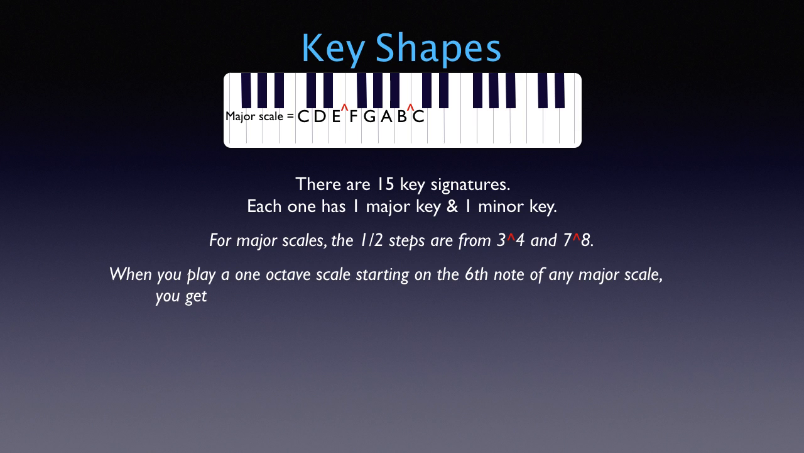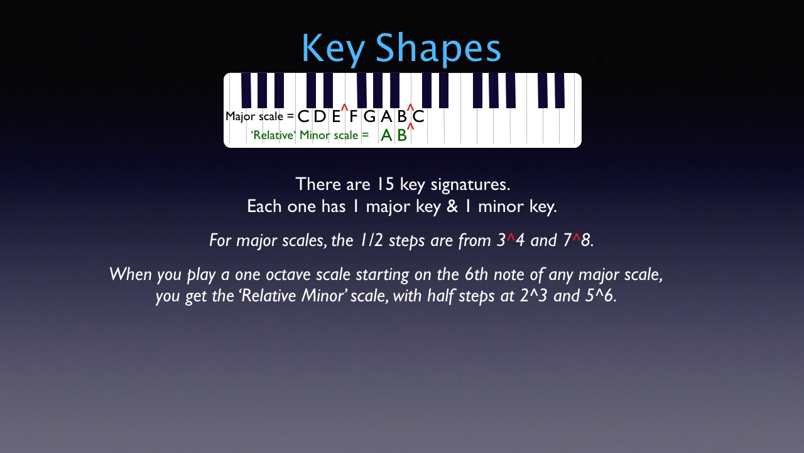When you play a 1-octave scale starting on the 6th note of any major scale, you get the relative minor scale with half steps at 2 and 3 and 5 and 6. So A, B, half step 2 to 3 gets us to C. And then the 5th note is E, and a half step to F.